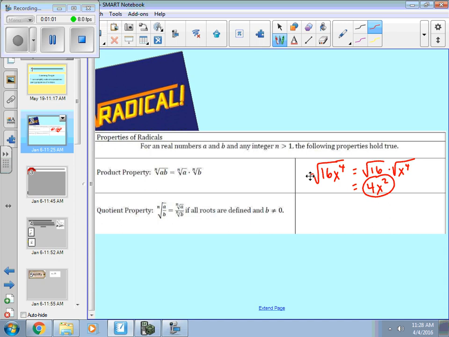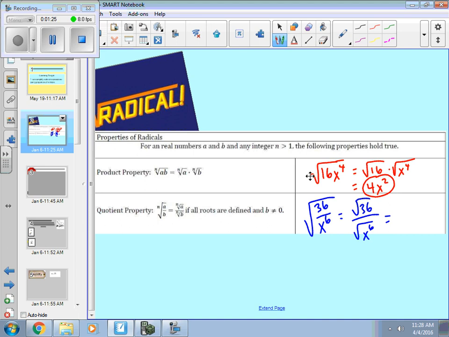Okay, same thing with dividing. The quotient property says if you've got a square root of a fraction, or two things being divided, it's the same as the square root of the numerator over the square root of the denominator. So if you had, say, square root of 36 over x to the sixth, we could split that up as square root of 36 over square root of x to the sixth.